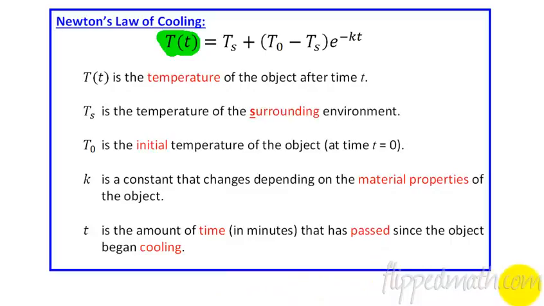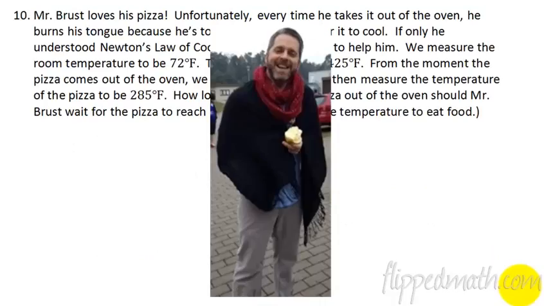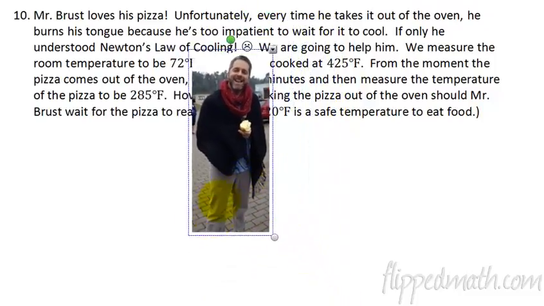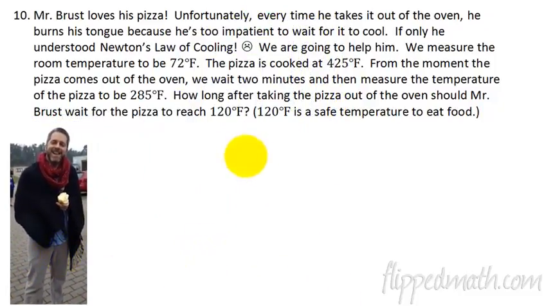We're going to do a practice problem with this, and then I'll let you get started on your practice and your application. So good old Mr. Brust here loves pizza. And when he eats the pizza, the problem is he doesn't understand Newton's law of cooling, so he burns his tongue because he eats it too fast. He's impatient. So we're going to help him out. We're going to figure out how long he's got to wait in order to eat the pizza if it's safe.